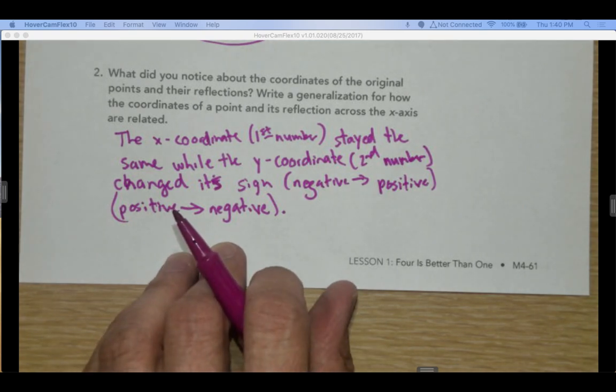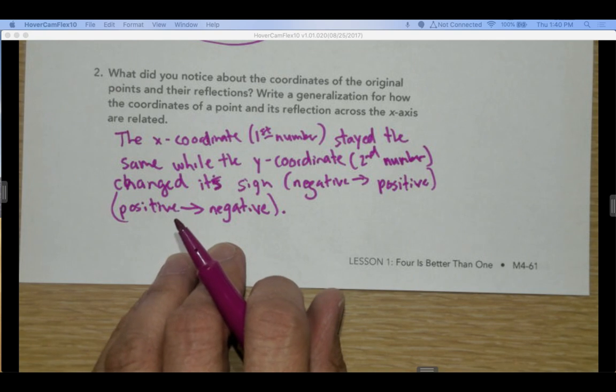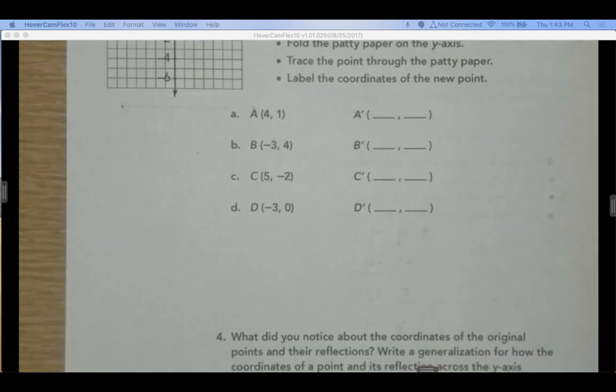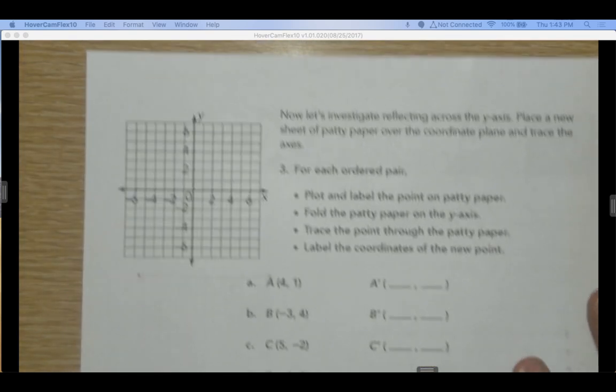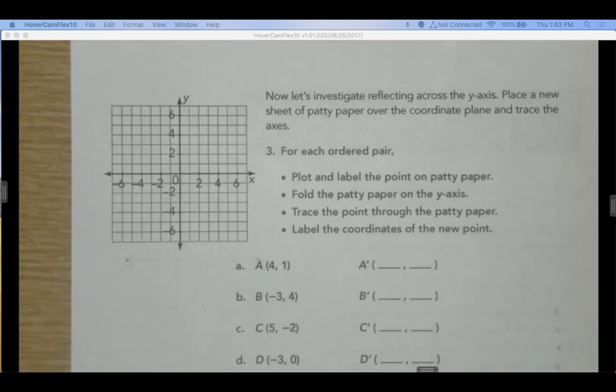Okay? And so we are reflecting. That means we're bringing it across. And so that was an example of reflecting across the x-axis. All right. So now we're going to investigate reflecting across the y-axis.